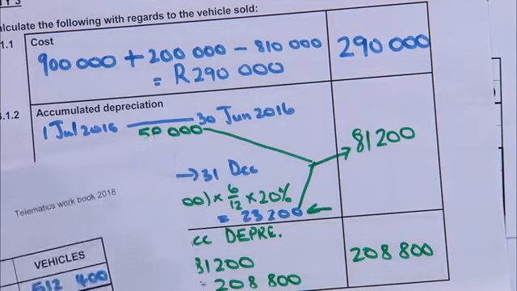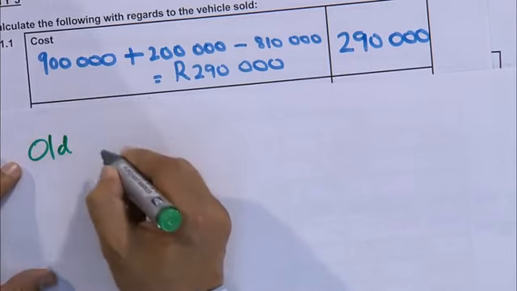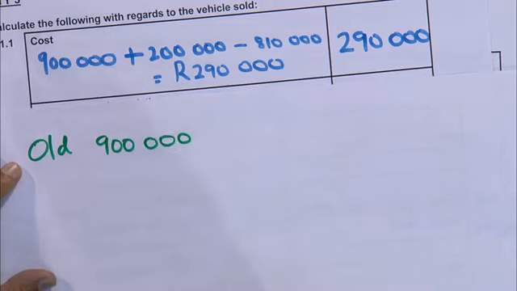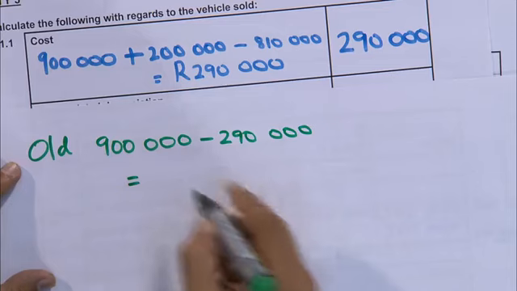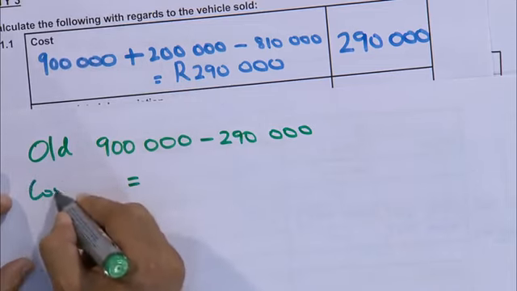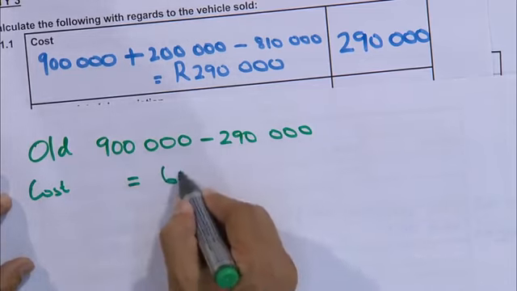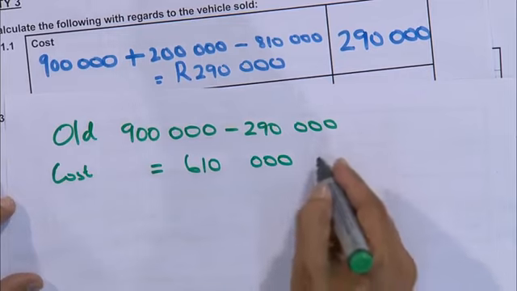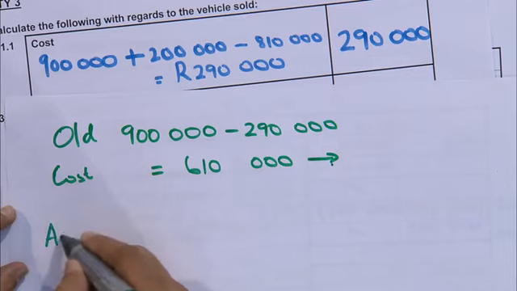So when we get the line for depreciation, we're going to say for the old vehicle, the total cost was 900,000. But we're taking away 290. Right, so what's left? The old cost is 900 minus 290, which gives you 610. Now because it's diminishing, I will need the accumulated depreciation of the old.